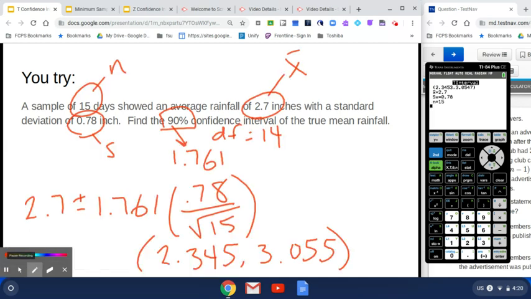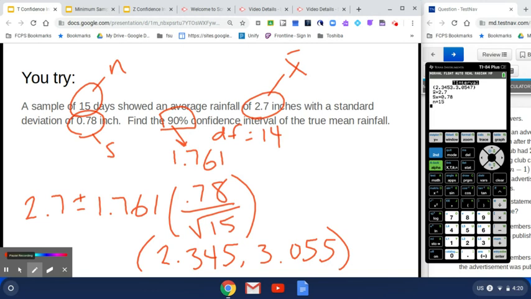All right, hopefully you paused the video and now you're back. I picked out the important information from the prompt. So N is 15, the sample mean is 2.7, the sample standard deviation is 0.78, and we want 90% confidence. So degrees of freedom would be 14, and the t critical value coming from the t-chart is 1.761. Plugging those values into the formula, we have 2.7 plus or minus 1.761 times 0.78 over root 15.